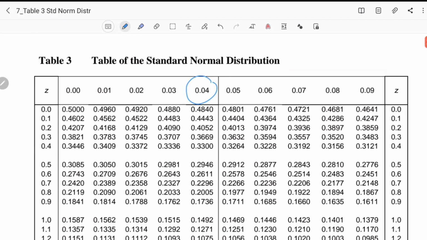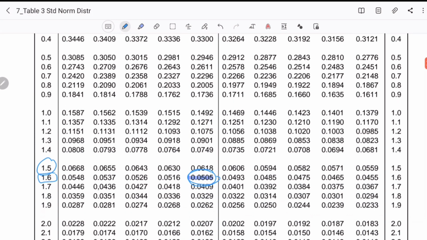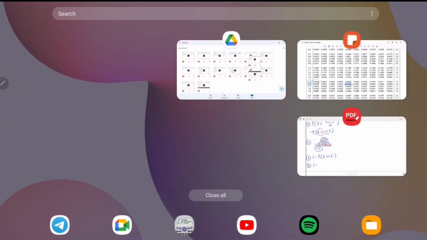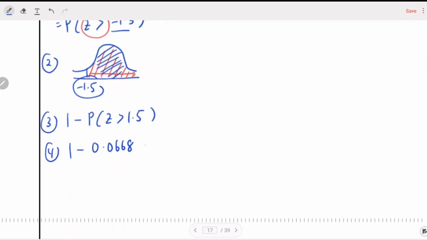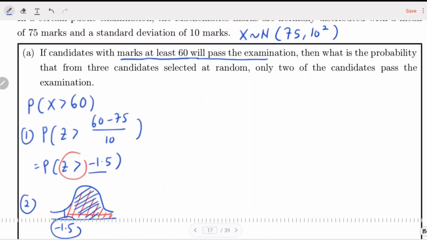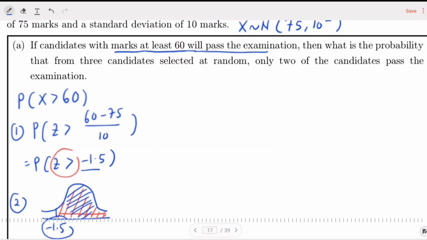1.5 for the second decimal is 0. So 1.50, the value is 0.0668. Which will give us the value of 0.9332. That's for the first part, to find the probability that candidates with marks at least 60 will pass the examination.